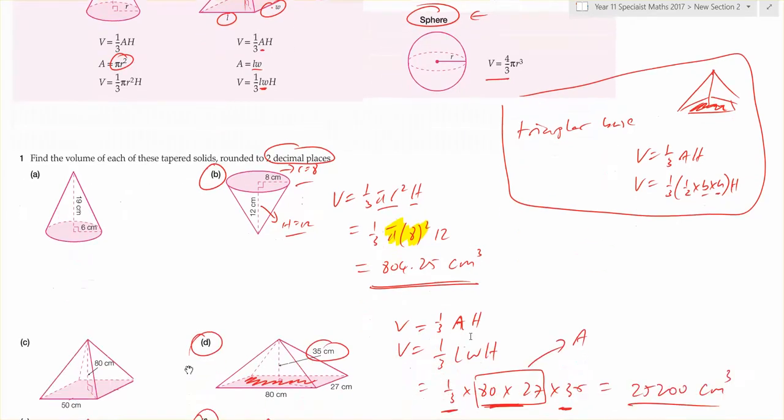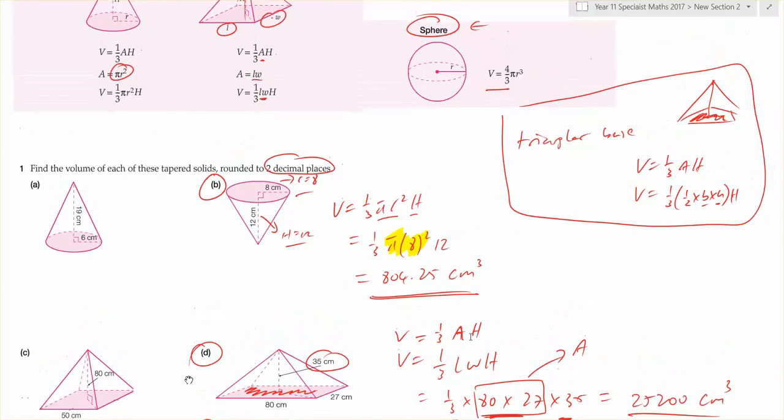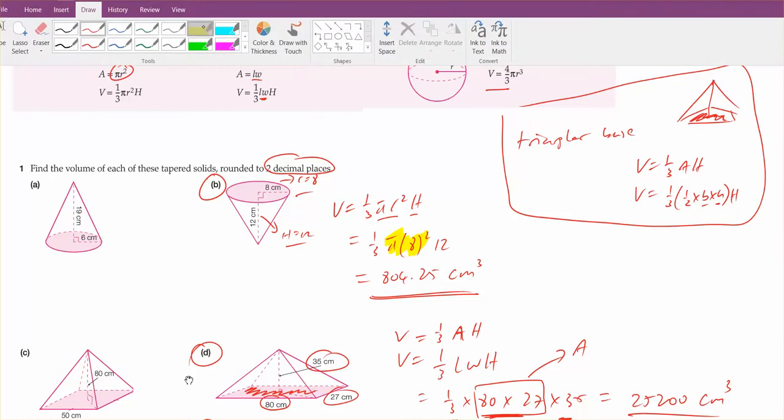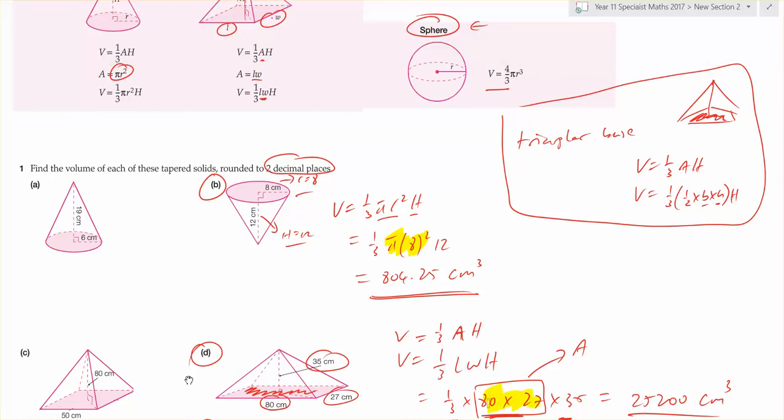If I move on to question 2d, we've got a rectangular base pyramid. The area of the rectangle at the base is 80 times 27. I've incorporated 80 times 27 into the formula, and to get the volume, I just need to multiply by a third and by the height of the shape, which is 35, and I get 25,200 centimeters cubed.